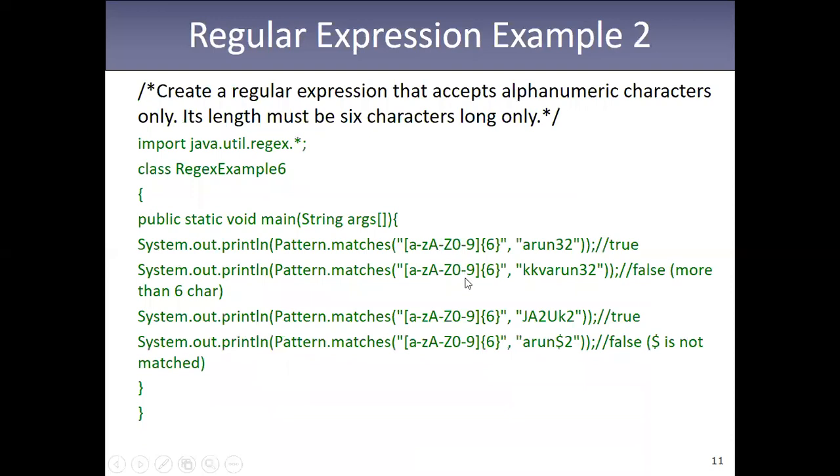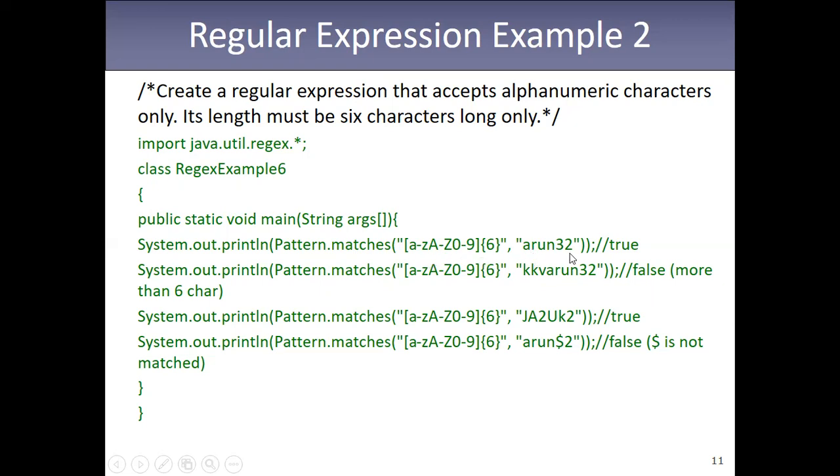The second example, here we are creating a regular expression that accepts alphanumeric characters only. Its length must be 6 characters long only. This is the condition for the regular expression. For this, we have defined a regular expression: a through z, uppercase A through Z, and 0 to 9. And what must be the count? 6 must be the count. And this is the regular expression we have defined for the pattern.